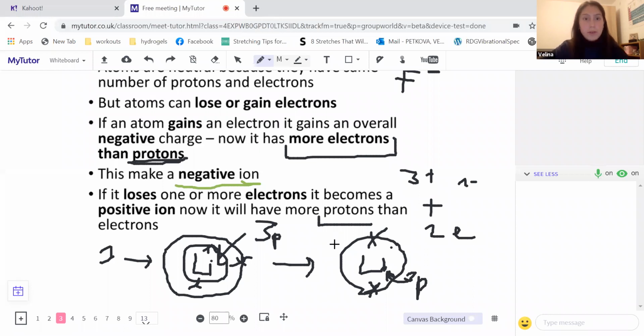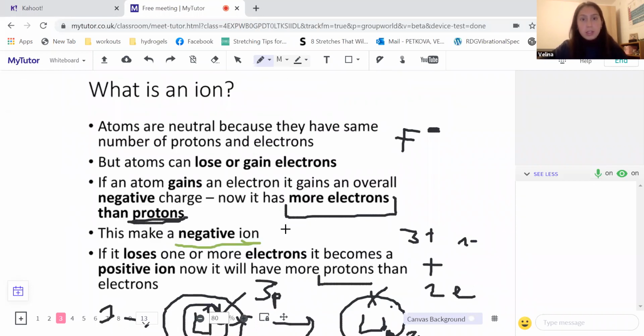Do people have any questions? That's how ions work. You can think of it like that. An ion is an atom that has gained or lost electrons, and it's never neutral.